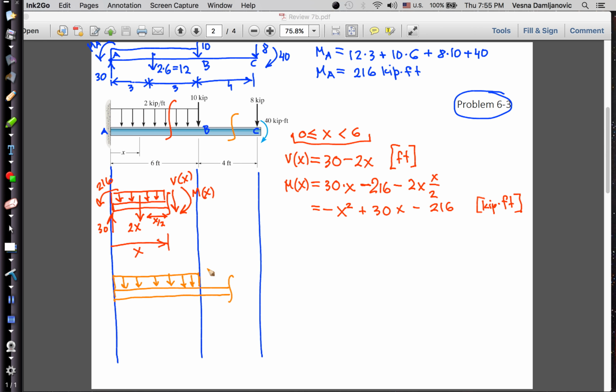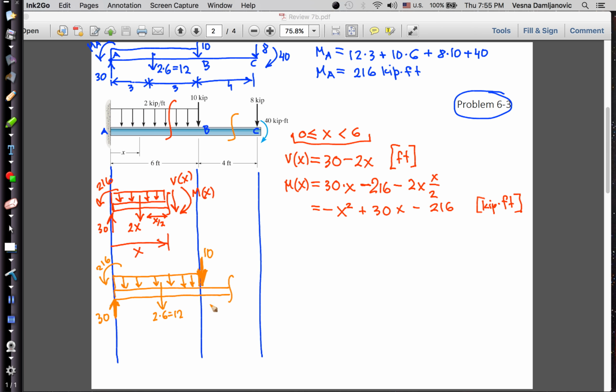And here we have this force of 10 kips, we must not forget it. So that's 10. Then we must not forget this one, which is 30, that's the reaction. And we must again not forget the reaction moment, which is 216. And so this force here, due to the continuous loading, is now again equal, as we did at the beginning, to 2 times 6, which is 12.